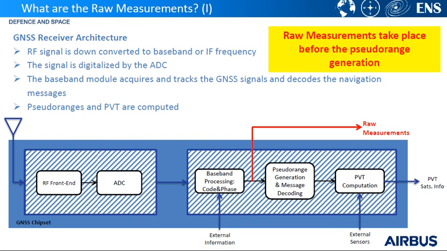This process benefits from augmentation data, for example EGNOS, or accelerometers. This leads to improved accuracy and availability in harsh environments. It is important to highlight that the raw measurements take place before the pseudorange generation.